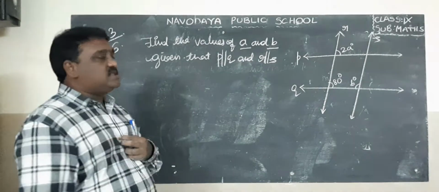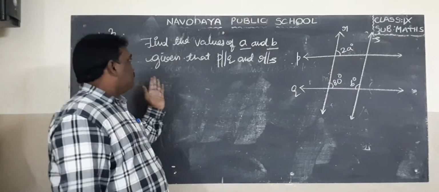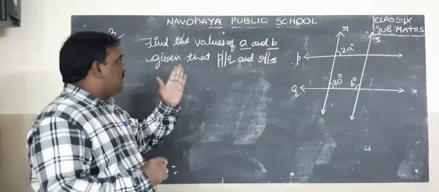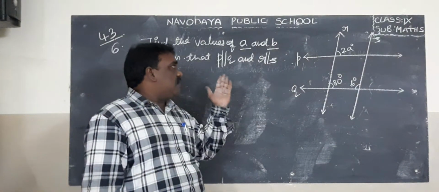Write down problem number 6, 4.3 problem number 6. What is the problem? Find the values of small a and small b, given that P is parallel to Q and R is parallel to S.